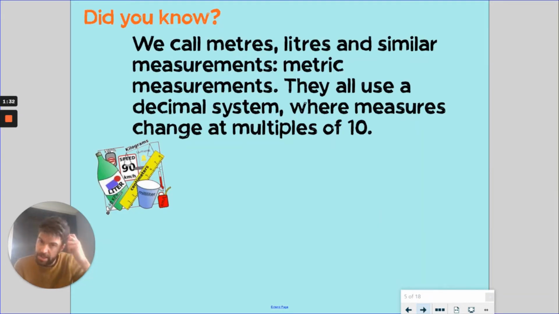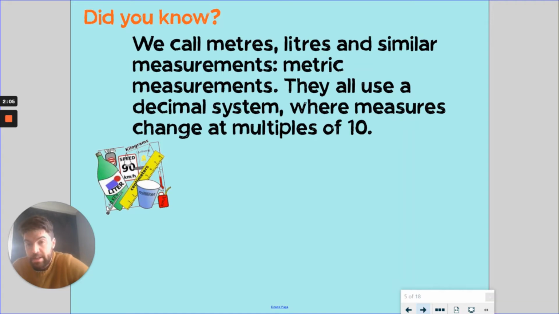So we're going to look at metric measurements today. Did you know that we call metres, litres and similar measurements metric measurements? This is the metric system. So in there are centimetres, metres, millimetres for units of length. We've got litres and millilitres for units of volume. We've got grams and kilograms for units of mass. And then we can also put in things like degrees Celsius. That's a metric unit of temperature.